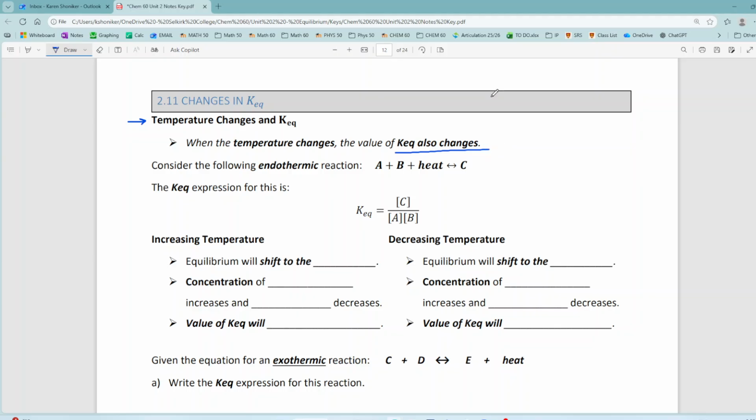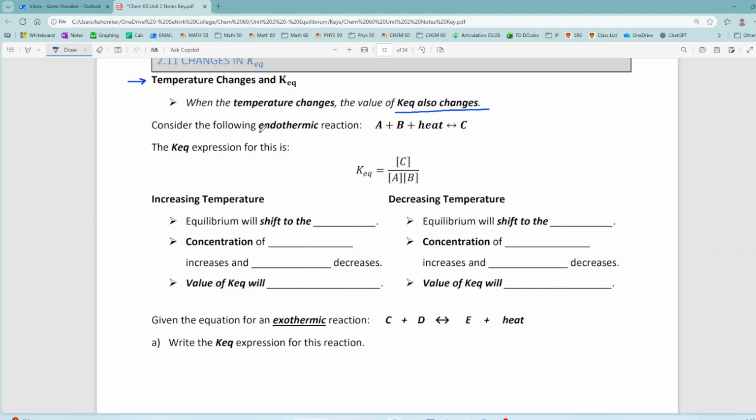The only way to understand this is to look at some examples. So let's consider an endothermic reaction, so something where heat is a reactant. The equilibrium expression for this is products over reactants, so C over AB. If I were to increase the temperature of the system, the equilibrium would shift to the right. We're going to increase heat, so we want to consume that reactant, so we're going to shift to the right. So the concentration of the product will increase, and the concentration of the reactants will decrease.